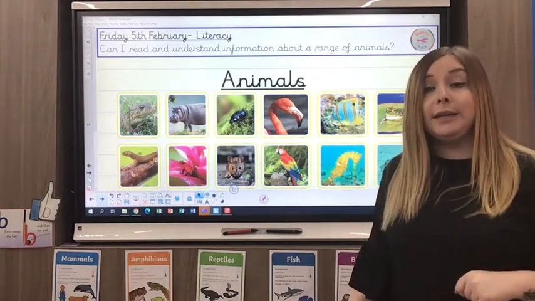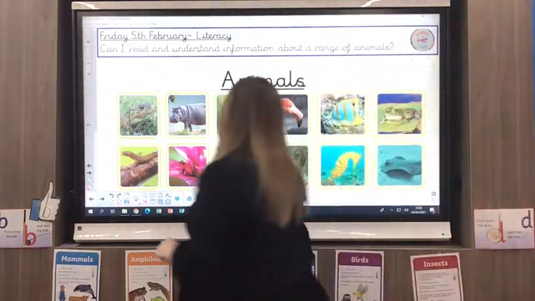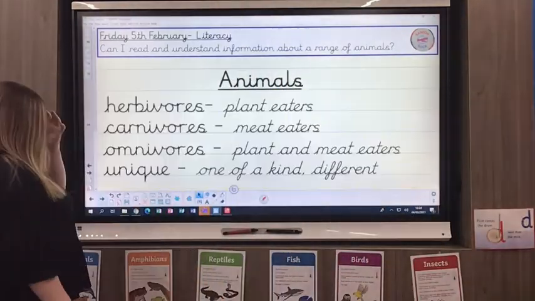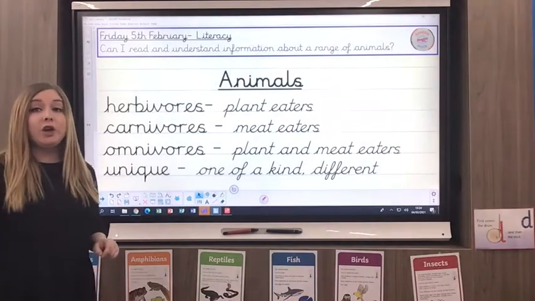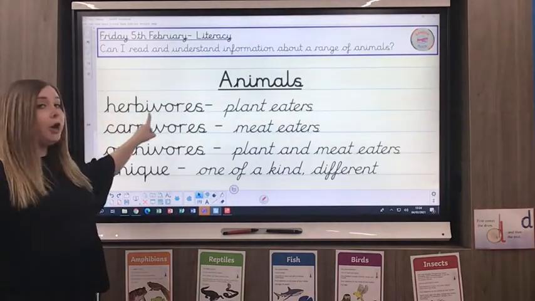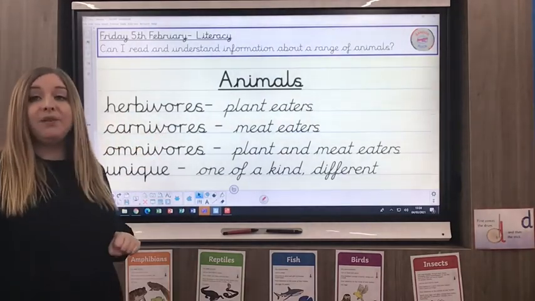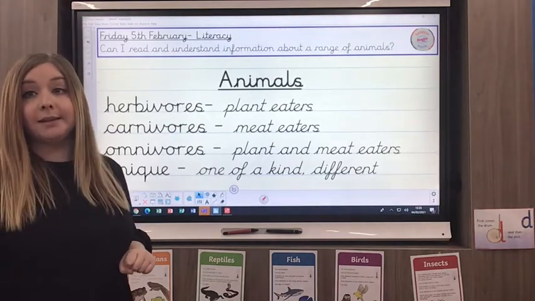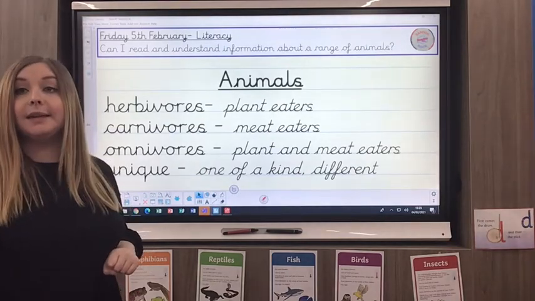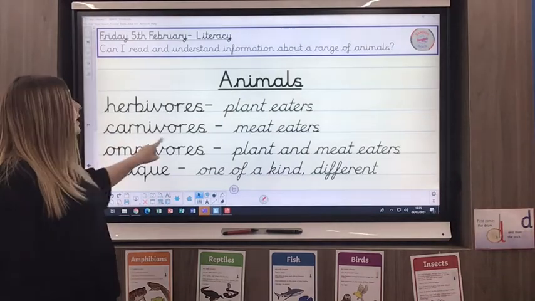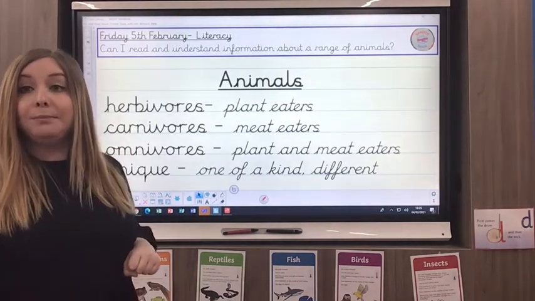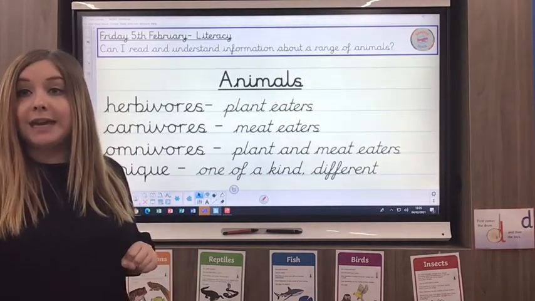Okay. So we've got our six different types of animals, but I've also picked out some of the keywords that you'll need to know to be able to access today's text. The first one is herbivores, and herbivores are animals that eat plants. Okay, that's all they eat. Carnivores are animals that eat meat, and that's all they eat.